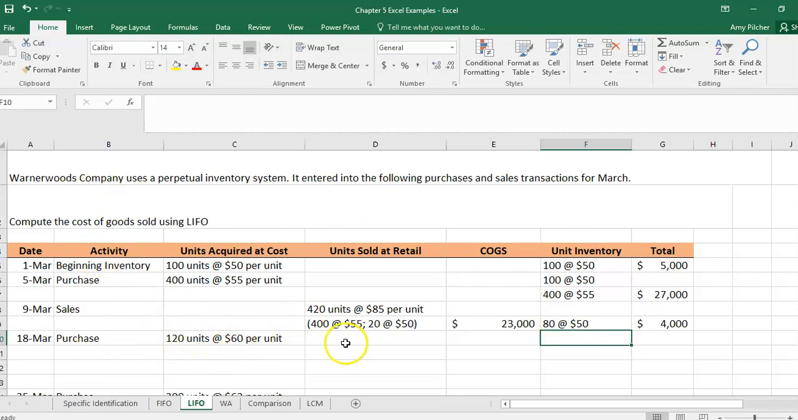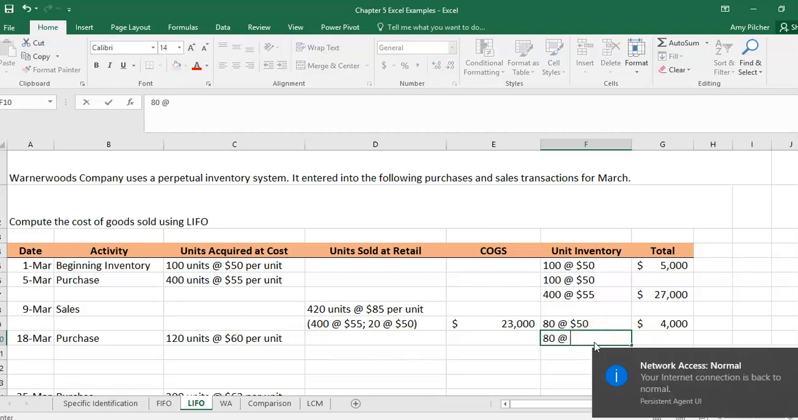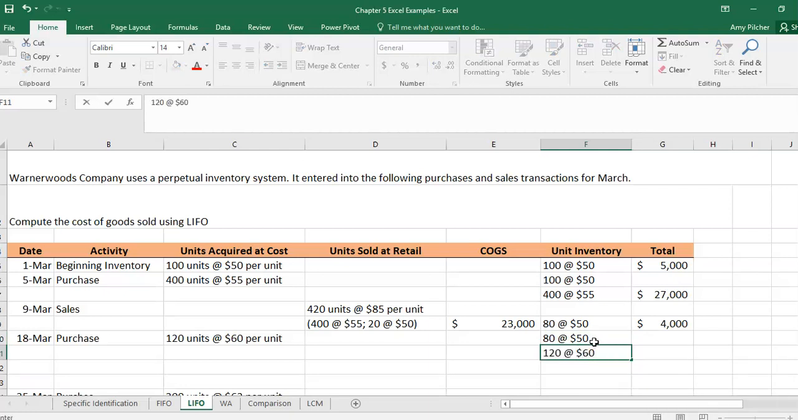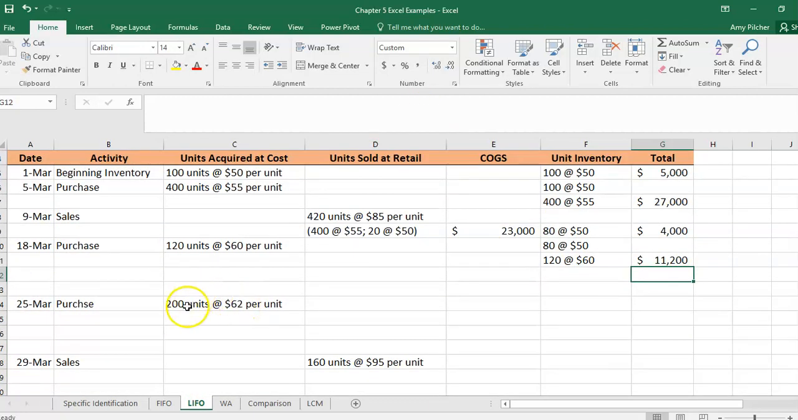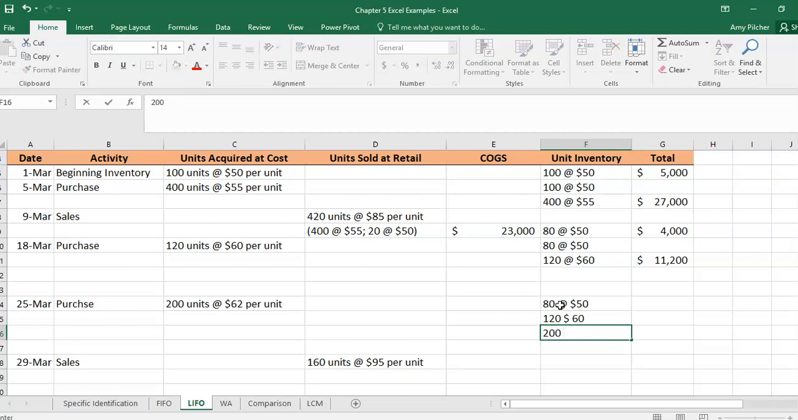We then purchase 120 units at $60 per unit. Now we have 80 units at $50 and 120 units at $60. So our inventory is 80 times 50 plus 120 times 60. We make an additional purchase of 200 units. Now we have 80 units at $50, 120 units at $60, and 200 units at $62.